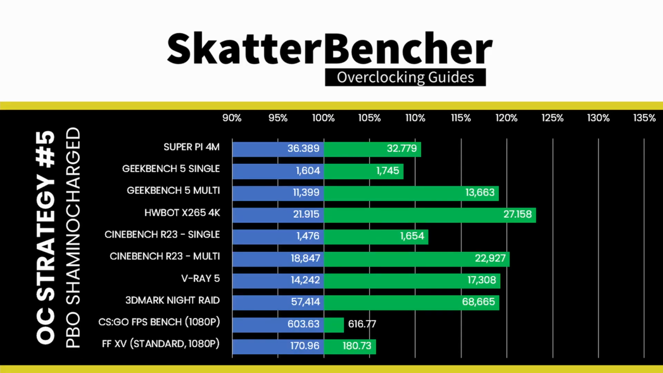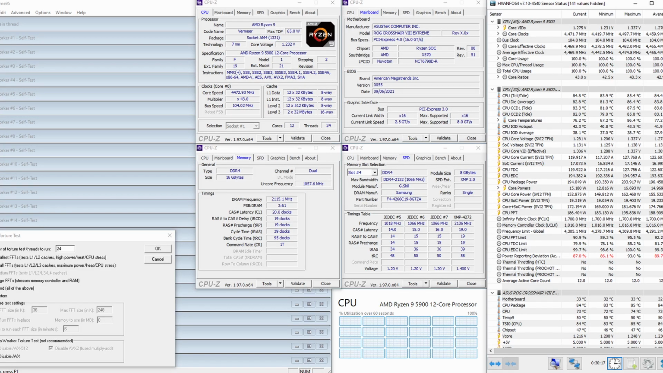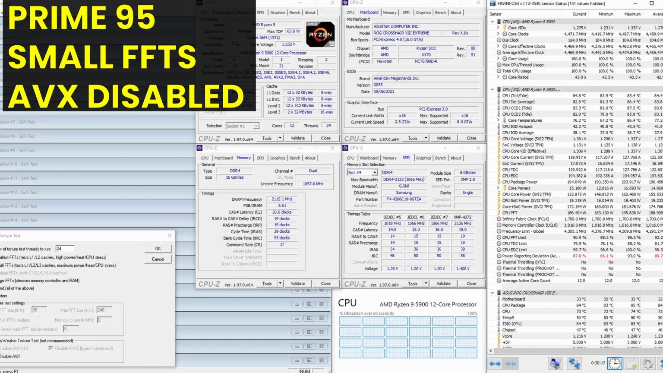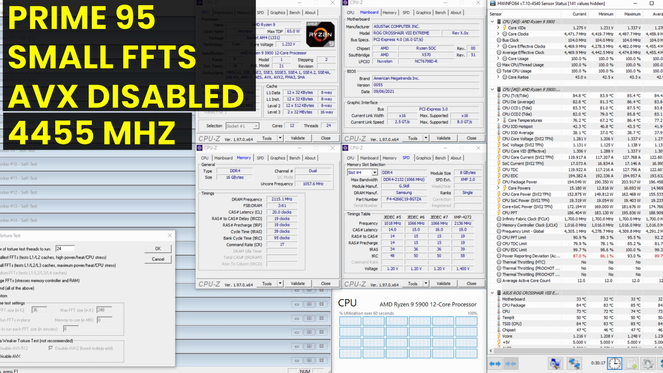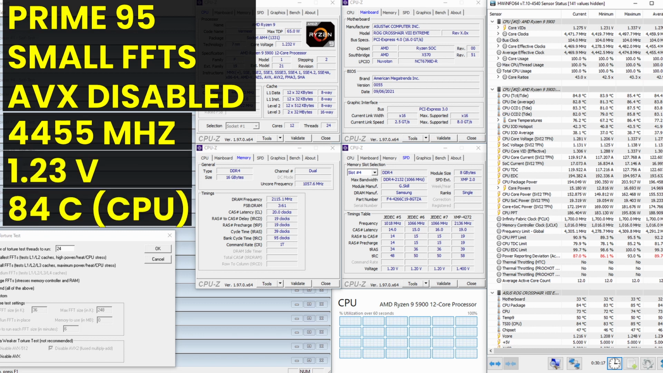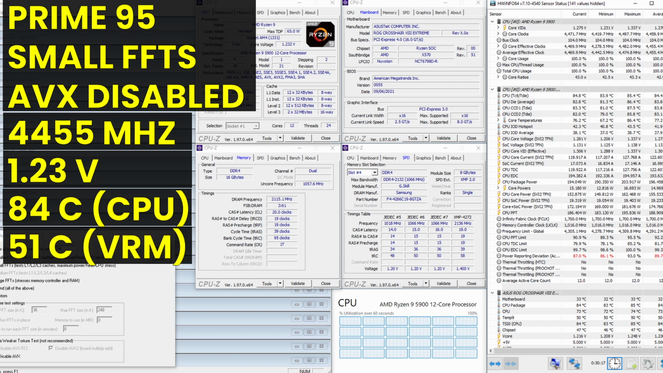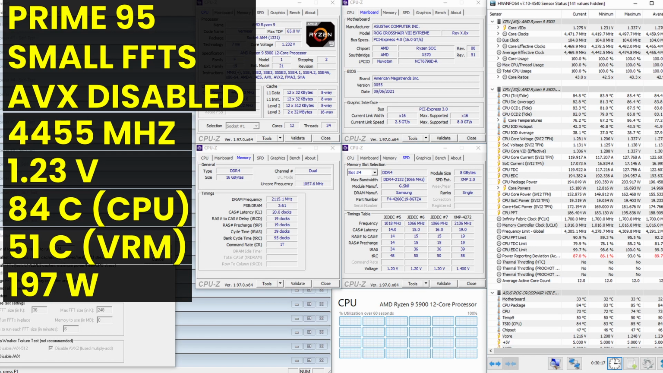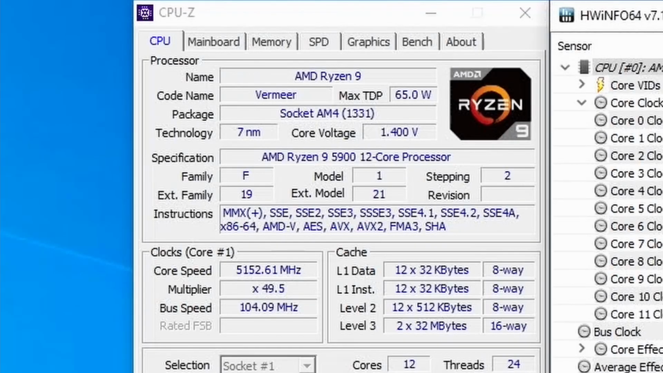To make sure everything is working as intended, we rerun some benchmarks and check the performance increase compared to the default settings. Higher is better and all our scores are higher. When running Prime95 small FFTs with AVX disabled, the average effective CPU clock is 4455 MHz with 1.23 volts. The average CPU temperature is 84 degrees Celsius and the average VRM temperature is 51 degrees Celsius. The average CPU package power is 197 watts. The highest core clock reported in the operating system is 5152 MHz.